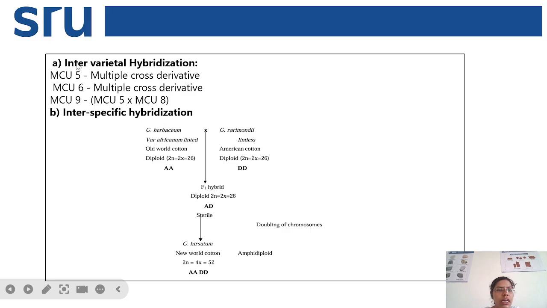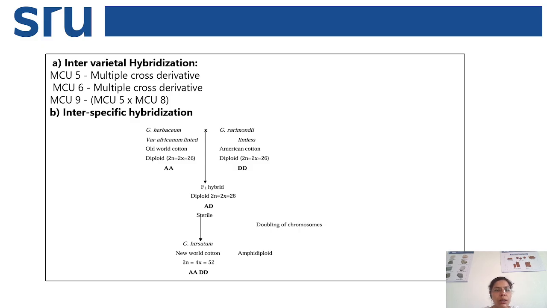So here you can see for intervarietal hybridization, we have three different hybrids, that is MCU5, MCU6, and MCU9. MCU5 and MCU6 are multiple cross derivatives. And next is MCU9, which is the cross between MCU5 and MCU8. So these are the three hybrids of intervarietal hybridization. And next is interspecific hybridization.